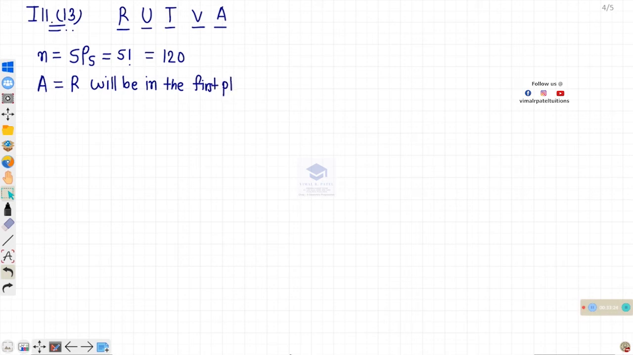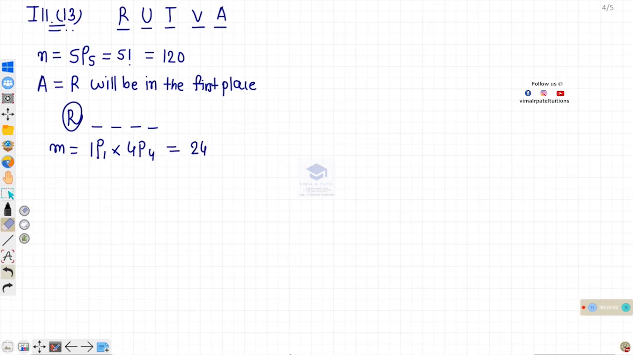the first place માં r હોય એ કન્ફર્મ છે. બાકીના ચાર પ્લેસ ગમે તે નંબરથી ફિલ અપ થાય એવું થયું ને. So your m will be first place r 1p1 and remaining 4 in any other 4 ways. So 1p1 into 4p4 and then 24.